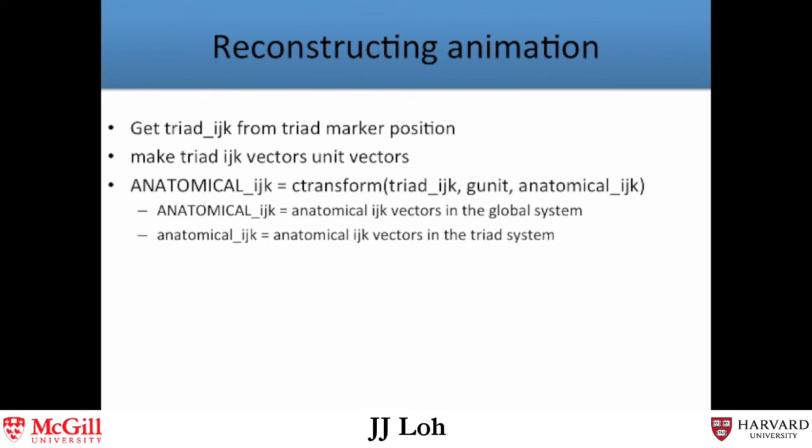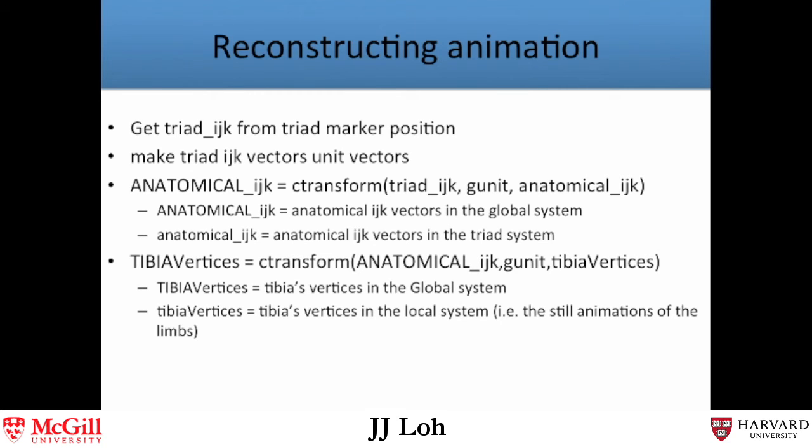And lastly, transform the vertices from your animation into the global system, again using C-transform. So the limb vertices will equal C-transform from the anatomical IJK vectors that you just calculated in step 3, from that system to the global system, [1 0 0; 0 1 0; 0 0 1], and you want to transform those limb vertices that you had stored in those text files. And there you have it.